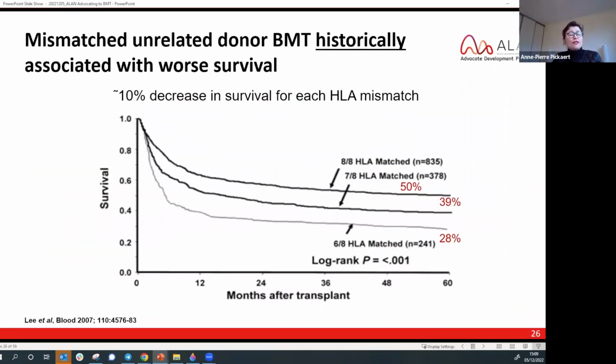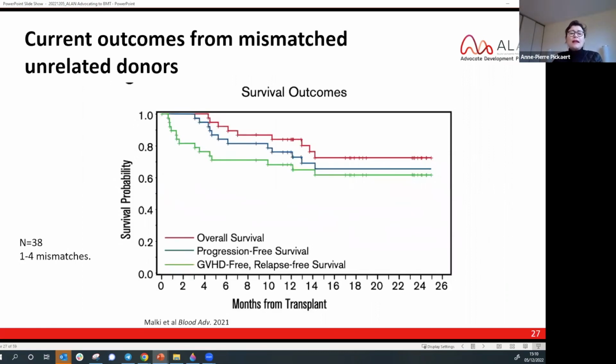Historically, the results weren't that good. You can see on the chart the overall survival, and for each mismatch there's a 10% decrease in survival. That was the historical data from 2007, but things have improved a lot. So it is a viable option. We can't say it's as good as a 10 out of 10, but it's still a viable option. The survival rate now oscillates around 72, 75% overall survival.